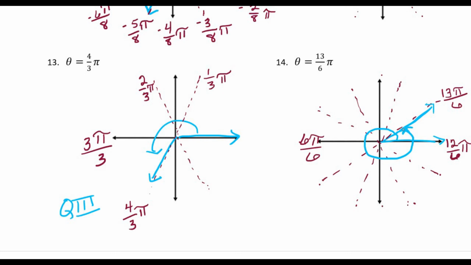So we need to be sure that we put that arrow in there when we have negative measures, when we have measures more than 2 pi, or when you have an obtuse angle, just to be sure that you're clarifying which direction that you're going.